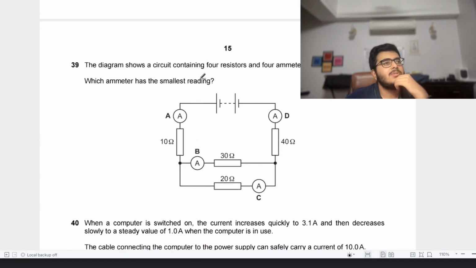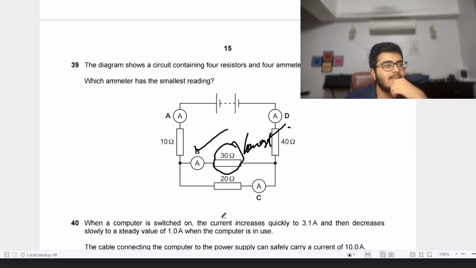Question number 39. The diagram shows a circuit containing resistors and 4 ammeters. Which ammeter has the smallest reading? Obviously, any ammeter which is in series, the parallel ammeters are going to have less value than the series ammeters, and the resistance of this is the highest. So this is going to have the lowest current. So B part is the correct answer here.